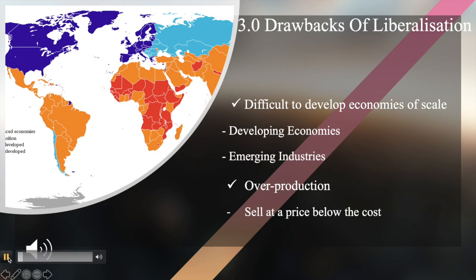Secondly, it is difficult for developing industries and sectors to take their place in a highly competitive market, and it is difficult for them to develop economies of scale because there is no government protection policy. Some countries will have overcapacity, and those with surplus products will sell them below cost because they are facing a highly competitive market.